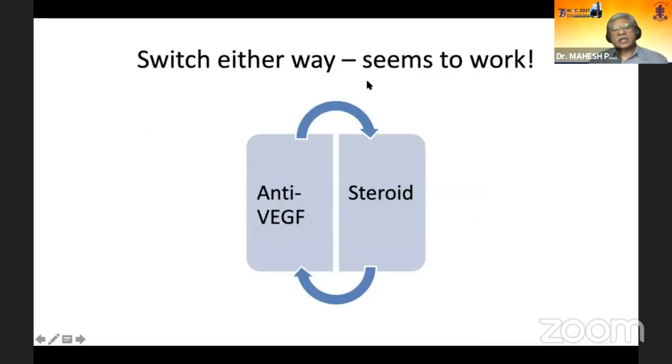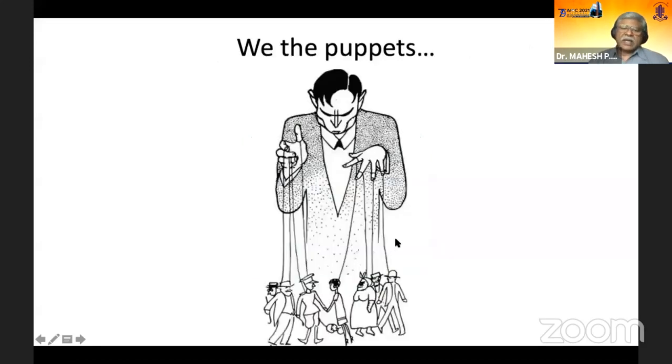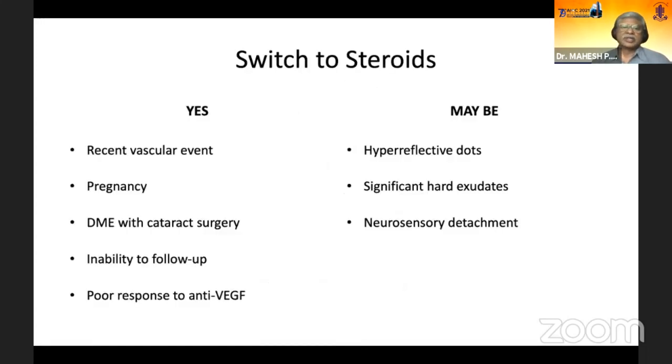So there's one small group of patients who can probably think of treating with ranibizumab. And do we switch to steroid? Yes. And we can switch back to anti-VEGF? Yes. Both seem to work. After reading all these papers, you think that we are puppets somewhere and the puppeteer is somewhere else. I'm sure you can draw your own conclusions based on this.